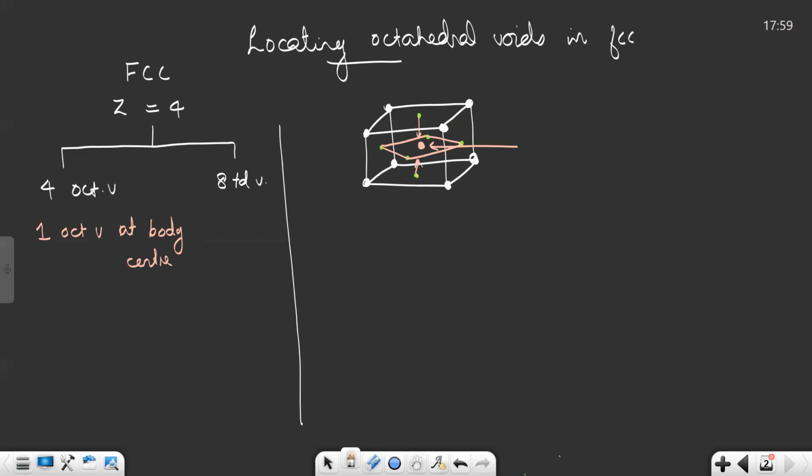Now there are 3 more octahedral voids present. Consider another FCC unit cell. This is one cube, and atoms are present at all the corners and the center of the faces. Consider one atom here at the corner, another atom here, one atom at the center of this right side face, and the atom at the center of the bottom face. Now we need to consider another unit cell which is present just below this particular unit cell.